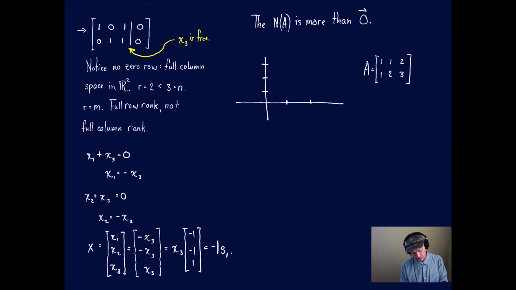So let's graph these. So this is going to be 1, 1. I have, here's 1, 1. I have 1, 2. That's going to be this vector here. And I have the vector 2, 3. The vector 2, 3.